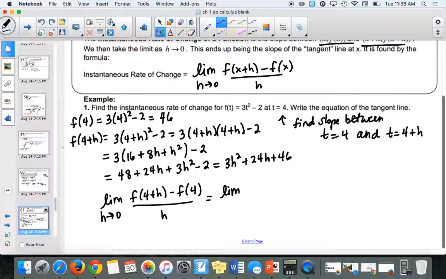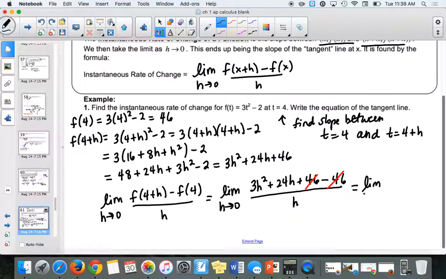So we have the limit as h goes to 0. The f of 4 plus h, we already did all that simplification before. So we had 3h squared plus 24h plus 46. And then minus f of 4, well, f of 4 was 46. If you do this correctly, you will have something that has h's on the top, no numbers by themselves. Do you see how the 46 and 46 cancel? That will happen every single time if you do it correctly.